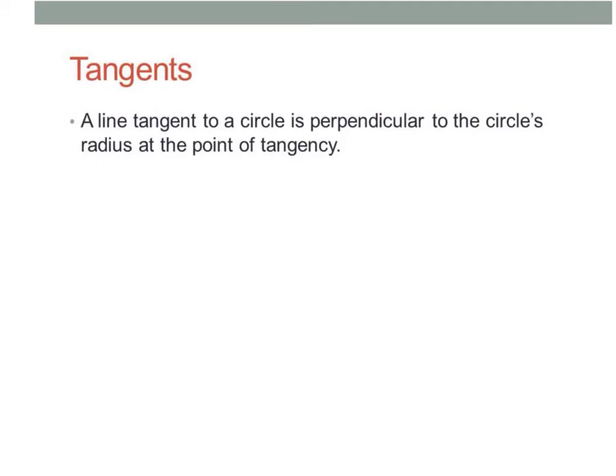So bringing up the word tangent, that probably you haven't talked about since geometry either. A line tangent to a circle is perpendicular to the circle's radius at the point of tangency. Okay, so what does that mean?